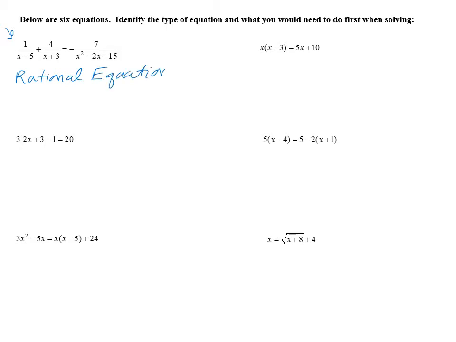All right. With rational equations, because they have fractions, we want to get rid of those fractions to make the equation easier to work with. So the first step would be to clear fractions. And how we clear those fractions is that we multiply by the LCD.